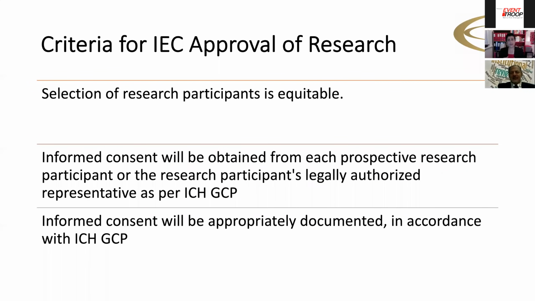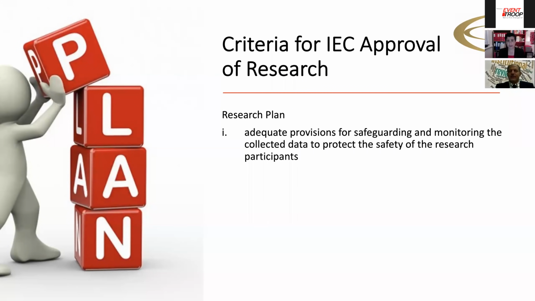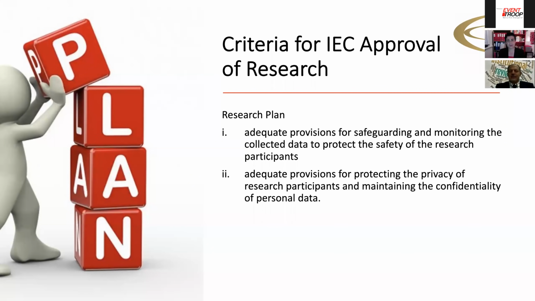They will then look, obviously, as I mentioned, at the selection of subjects. Again, they will look at how consent is being done. And I'm really going to focus on that because that is one of the key aspects they're looking for. So when you're doing your research, you have to be very transparent in your proposals, your protocols, that this is how consent is being done, and this consent is being done in line with good clinical practice. Looking at the research plan, what are the provisions for safeguarding and monitoring and collecting data to protect the safety of the research subjects is what they look at.